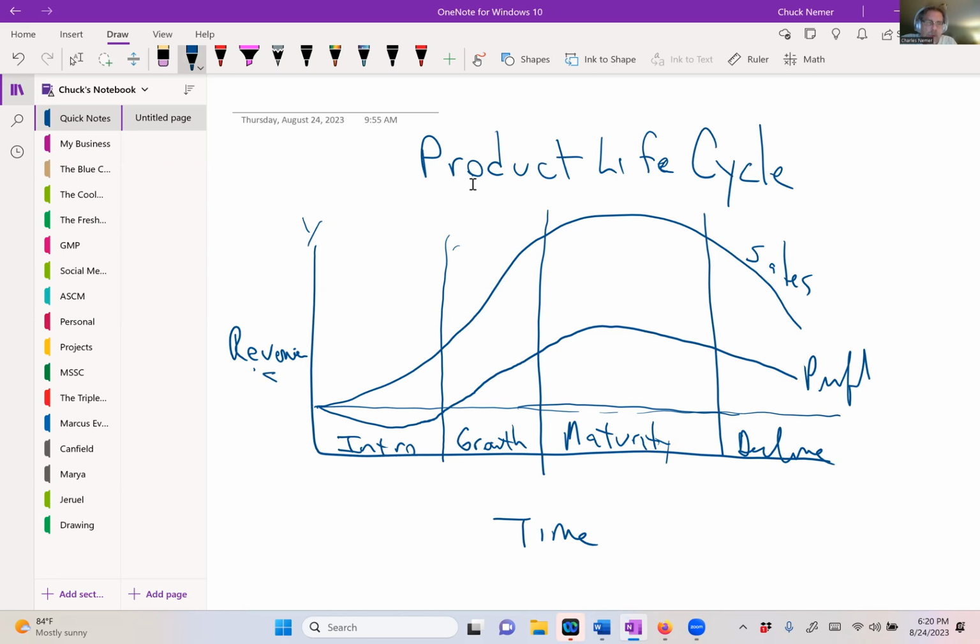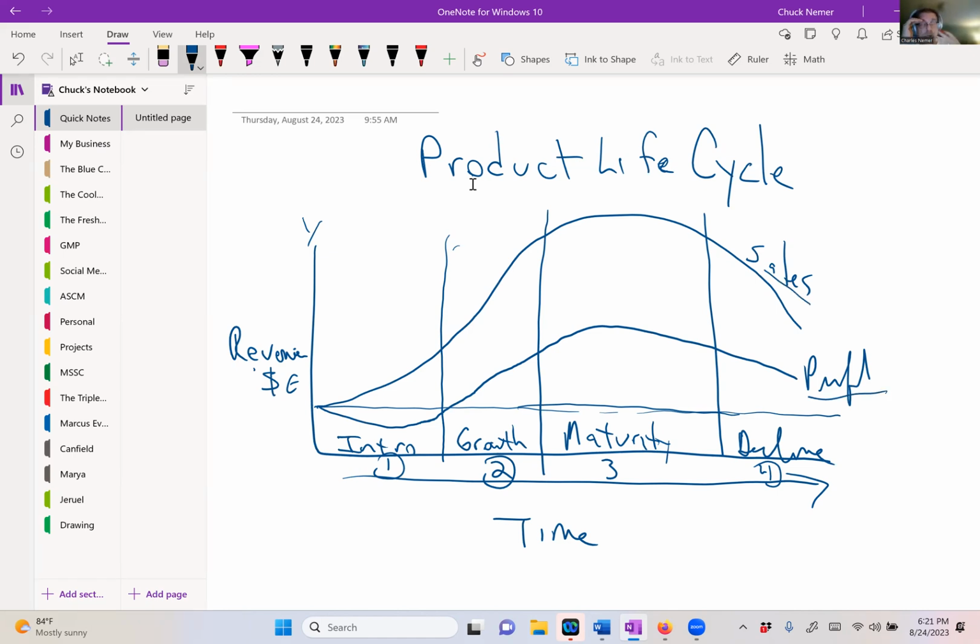So what we've got here, looking on the left side, the y-axis on the graph is going to be revenue, dollars, euros, whatever the currency is. Bottom is looking at the product over time. And so what we've got going on here is 4 stages of product life cycle. Introduction, number 1, growth second, maturity third, decline fourth. If you look at the 2 curves on the right side, you see a sales curve and a profit curve.